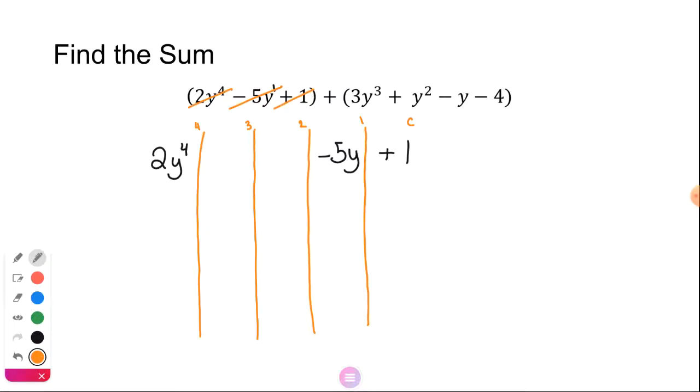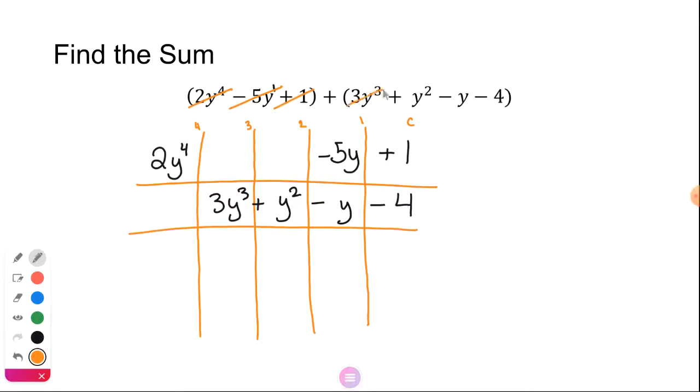Next we are adding, so now we're going to throw in the next group. I'm going to throw in a line here. We have 3y cubed. I don't want it with my 4s, I want it with the 3s. So 3y cubed, and then we have plus a y squared, so that's going to go in the y squared section, and then a minus y, so that's going to go with my y section, and then my constant is a minus 4. So we're organizing these to line up together. I forgot to cross those out as I was going, but there's that.